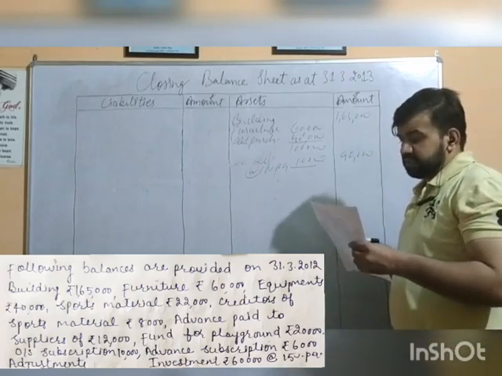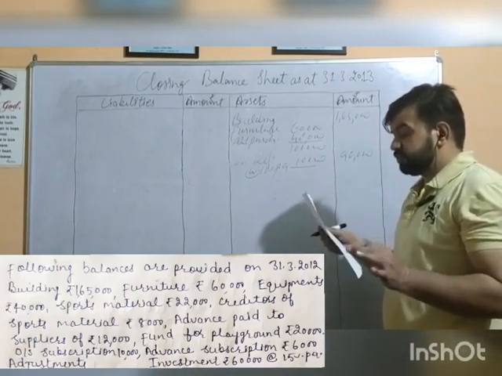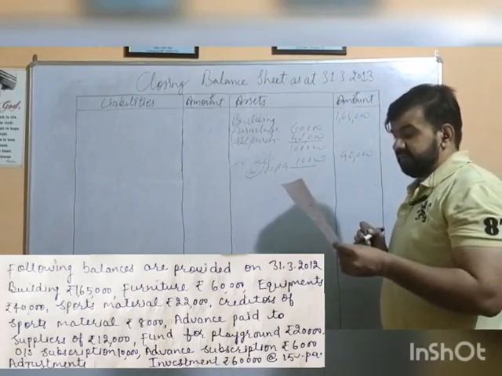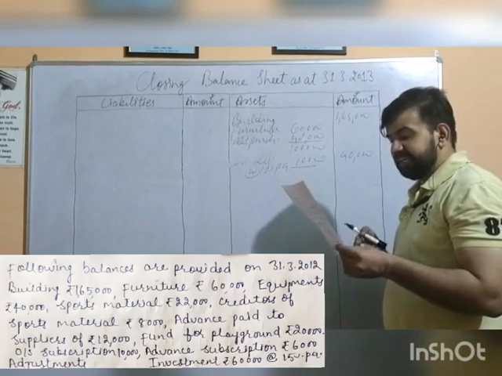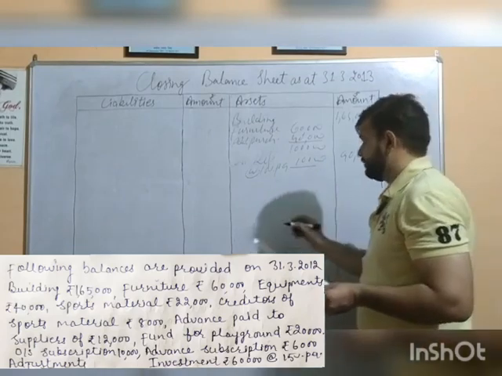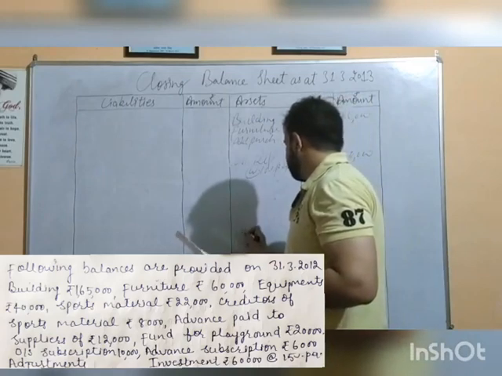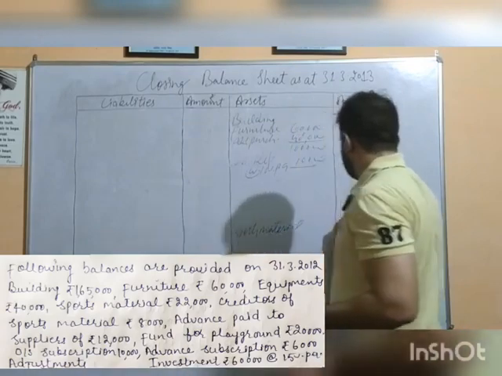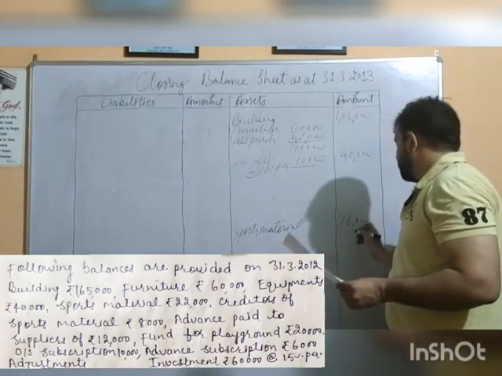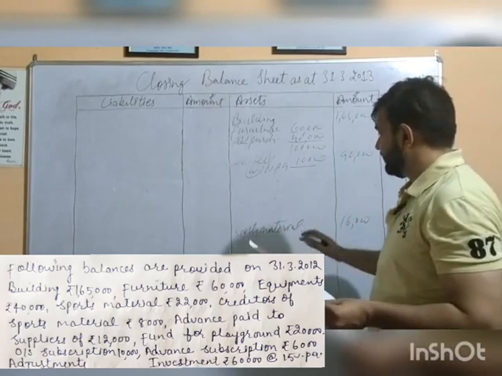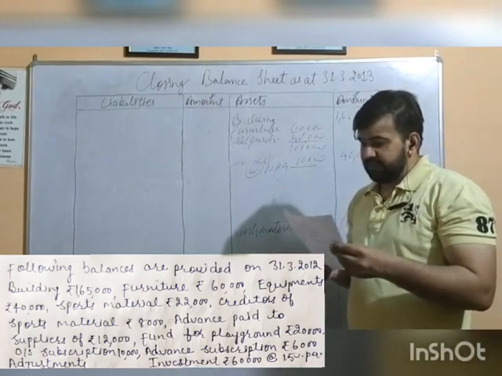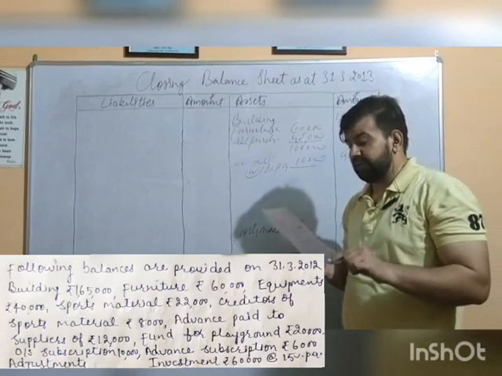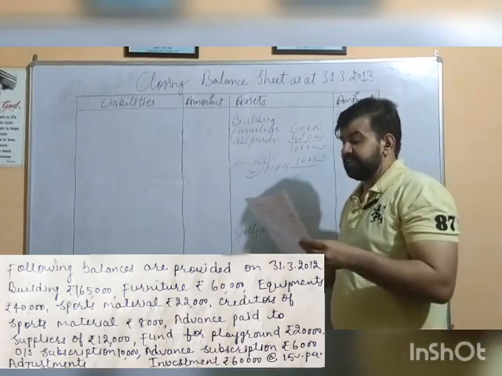Then we are having sports material. Here we are to consider the sports material that we are having at the end of the year. It means adjustment number 5, stock of sports material at the end of year 2012-13 is rupees 16,000. Sports material, rupees 16,000. Opening stock we took to the opening balance sheet and closing we are to show here. Then we are having creditors for sports material, adjustment number 4, at the end of the current financial year, that is rupees 8,000.